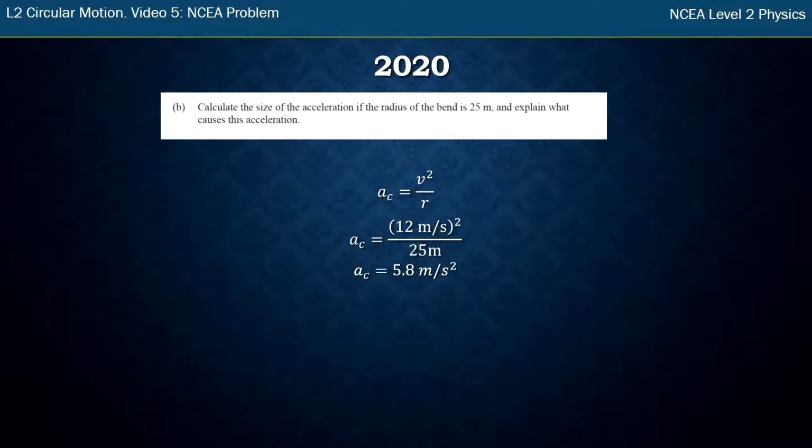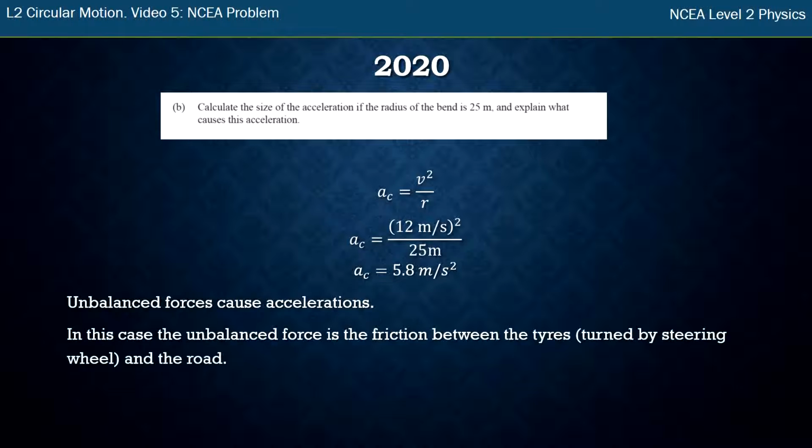So what causes accelerations? Accelerations are always caused by unbalanced forces. And in this case, let's be specific. What is the unbalanced force that causes the acceleration? In this case, it's the friction between the tyres and the road, and that occurs when you turn your steering wheel. It creates more friction and forces the car to go around in a circle. So that was a merit. I think a mark for the calculation, a mark for the explanation.